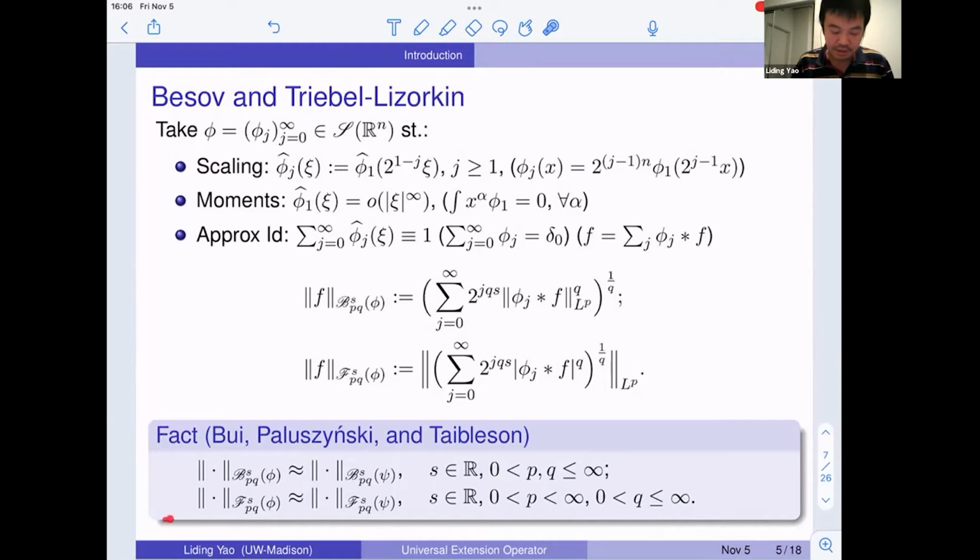So this is what the following result shows. With a different choice, it's still bounded in Besov space, and it's still bounded in Triebel-Lizorkin space. In our talk, I should also remark that for Triebel-Lizorkin space, we only care about the case where p is smaller than infinity. That's because when p equals infinity, I think the Fefferman-Stein inequality will fail.